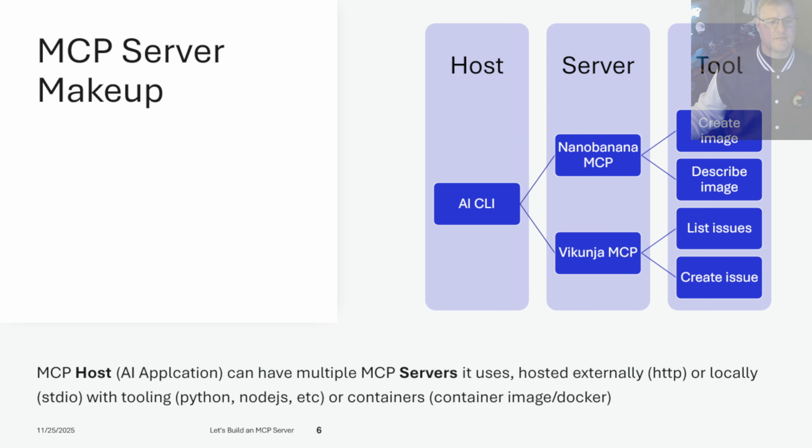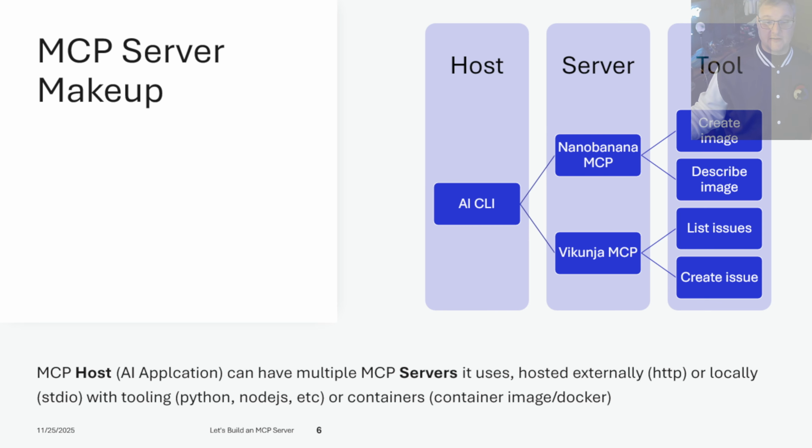So what is an MCP server made up of? Fundamentally, we have a host, a server, and a tool. These are the three main areas. In our case, I'll be looking at a GenAI CLI, like Gemini CLI or Claude Code, but it could be an AI application out there.